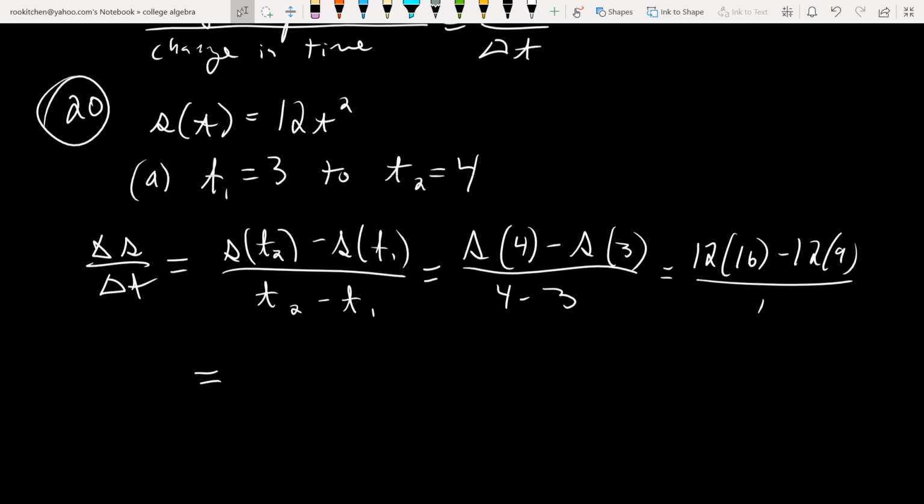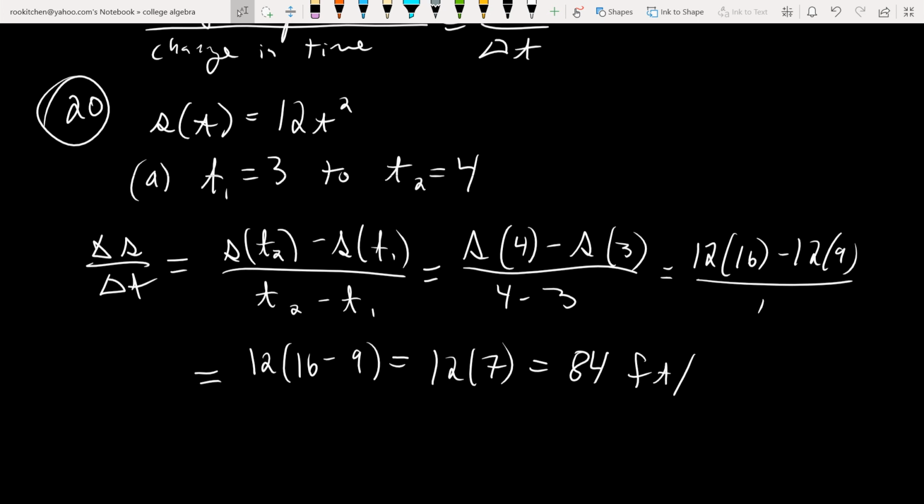So we get, we can factor out the 12, I guess. We have 16 minus 9. 16 minus 9 is 7. So that's 12 times 7, which I can do in my head: 84. And the units were feet per second. So on average, from time 3 seconds to time 4 seconds, the average rate of change was 84 feet per second.